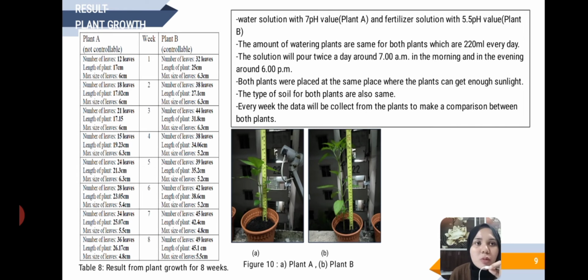Both plants were placed in the same place where they can get enough sunlight. The type of soil for both plants is also the same. Every week, data was collected from the plants to make a comparison between both plants. The data is tabulated in Table 8. It shows the results of plant growth for 8 weeks.